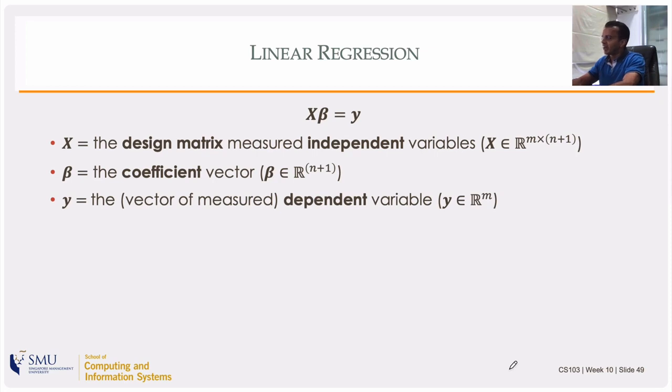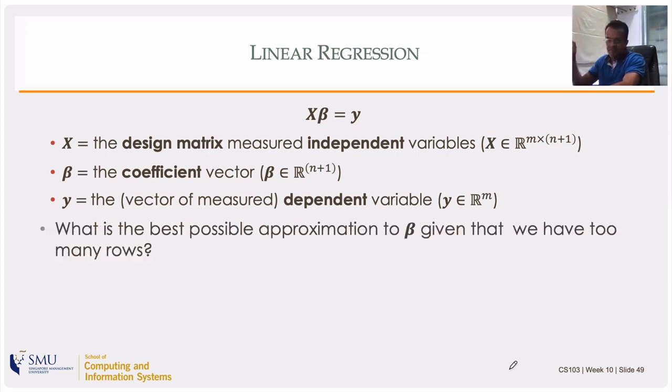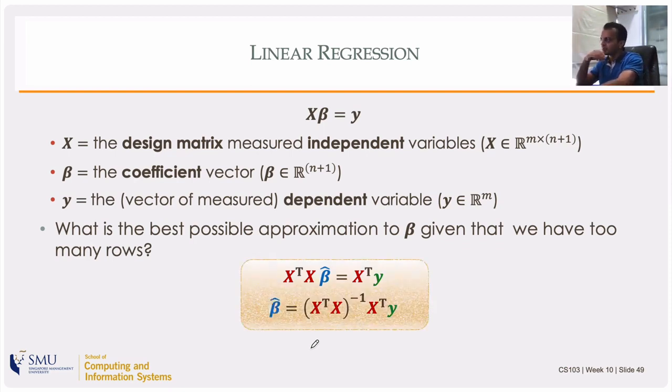So X beta equals y. X is the design matrix, and that is the measured independent variables. Beta is the model regression parameters. Y is the measured dependent variables in the training data set, and based on the training data set, what's the best possible beta? That is given by X beta equals y, multiply both sides by X transpose and put a hat on beta, and that's it. That is the best possible beta that you can get.